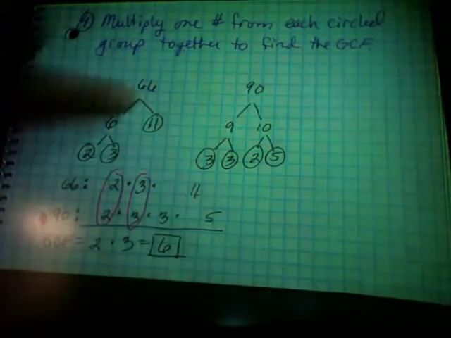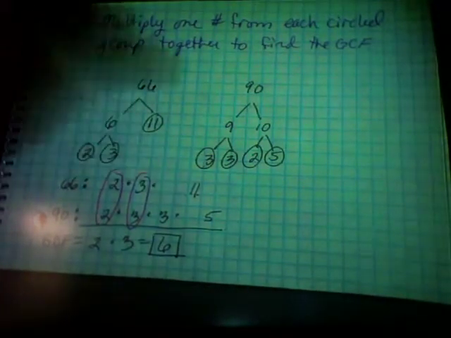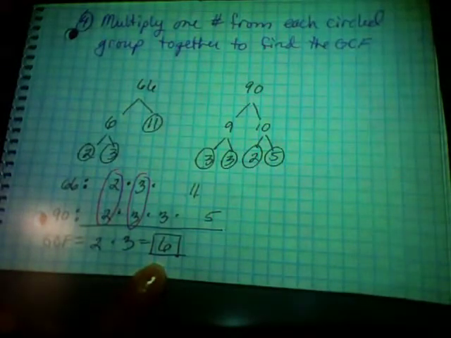If I divide 66 by 6, what do I have left? 11. If I divide 90 by 6, what do I have left? 3 times 5 is 15. Does 11 or 15 have anything else in common? That's kind of how you can check it. No. So the greatest number that I can divide into each one of them is 6.